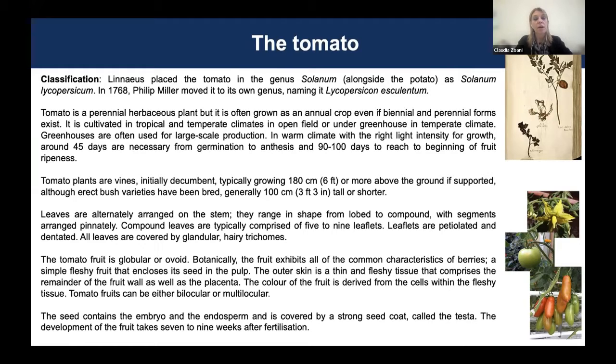It is characterized for our purposes in terms of food safety by its fruit that is globular or ovoid and exhibit all the characteristics of the berry fruits. It includes its seed in the pulp, that is something very relevant for the processing, and outer it is characterized by a skin that is a thin and fleshy tissue comprising the fruit as it was in the placenta. And instead, the seed contains the embryo and the endosperm, and is covered by a very strong coat that is named testa. And it's also relevant in terms of processing of tomato.